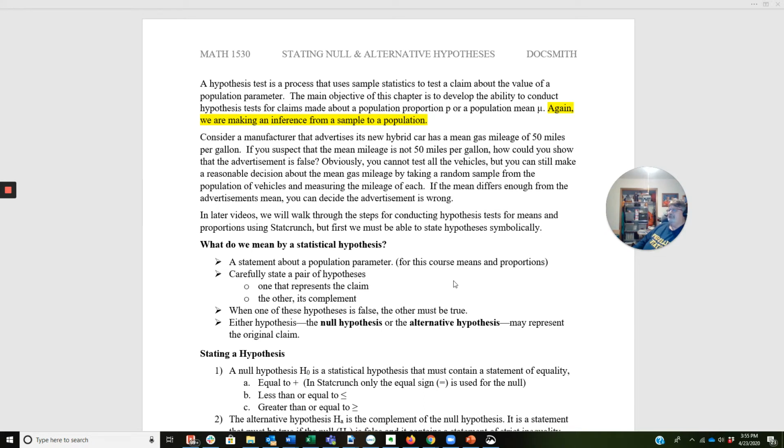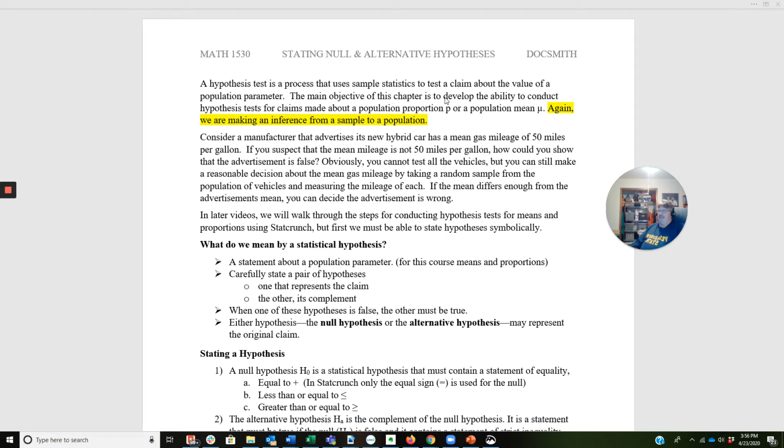Okay, so we have the first of our videos here for hypothesis testing, and we're going to start with learning how to state a null and alternative hypothesis. So let's give a little background information. A hypothesis test is a process that uses sample statistics to test a claim about the value of a population parameter. The main objective of this chapter is to develop the ability to conduct hypothesis tests for claims made about a population proportion or a population mean.